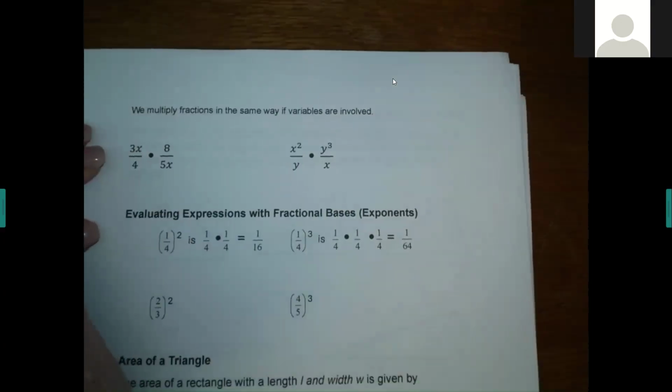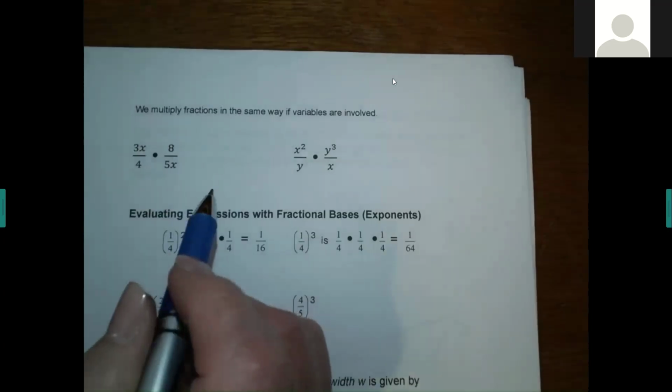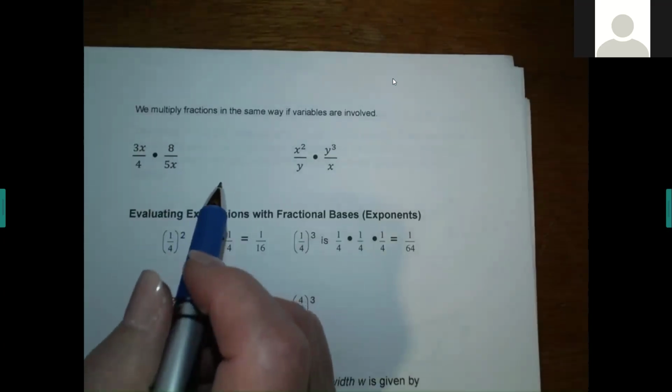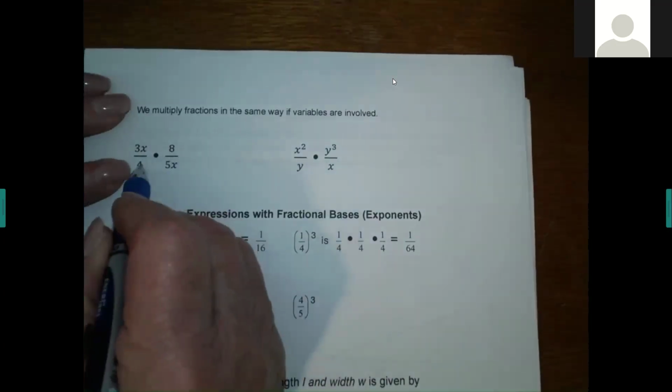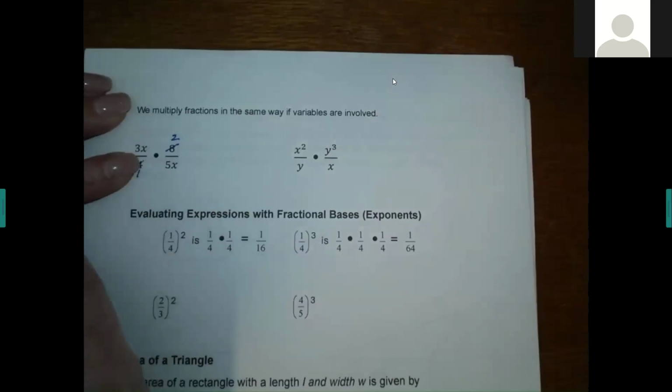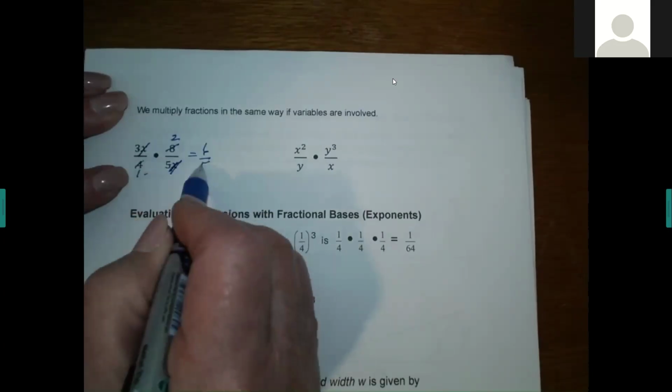Now, if we have letters, we can do the same thing. Same thing would be multiplying the numerators, multiplying the denominators, and then simplifying. Or we can do that simplification in the form of canceling before. So I see the 8 and the 4, I can both divide by 4. And now I have 3x and 5x, and I can divide both of those by x. So those cancel out. We have 3 times 2 would be 6. 1 times 5 would be 5.